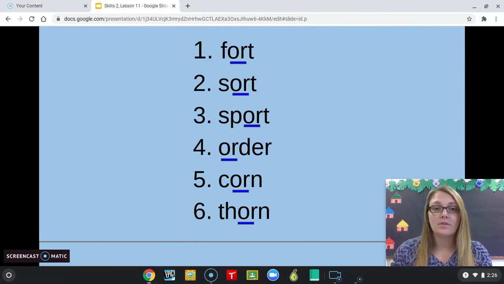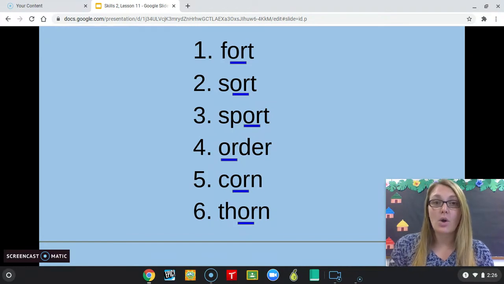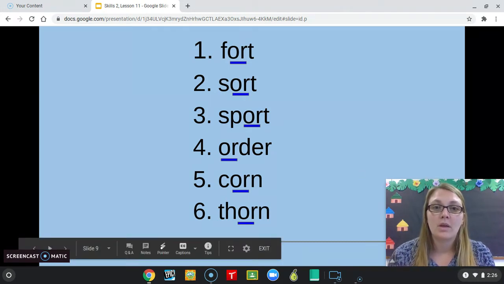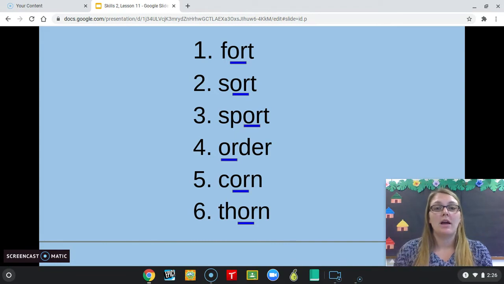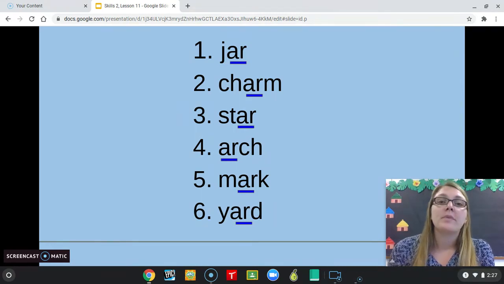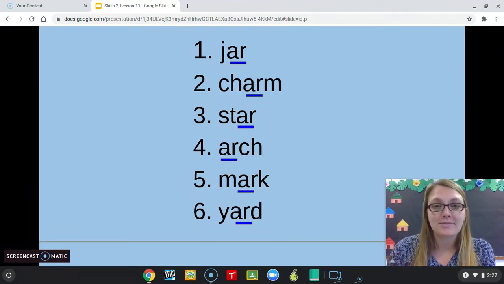Okay, so here are some words. We have fort, sort, sport, order, corn, and thorn. They are all O-R words with the OR sound. And notice that each of the ORs is underlined in blue. So OR can be in the beginning or the middle of a word. And then for the AR, A-R, we have jar, charm, star, arch, mark, and yard.